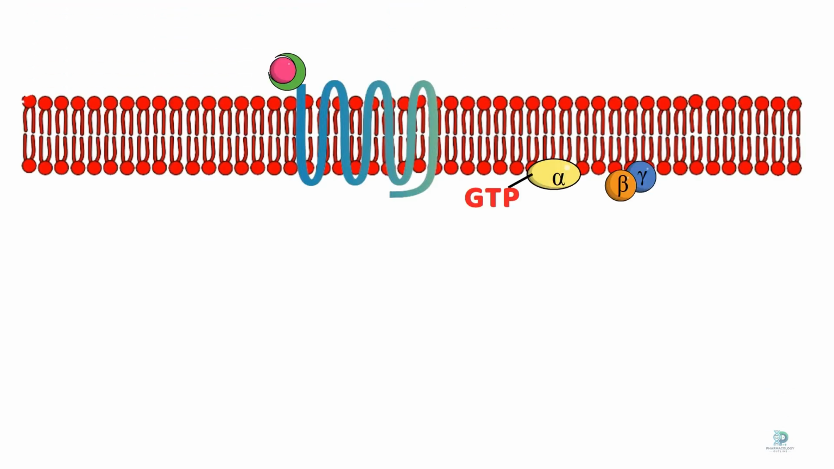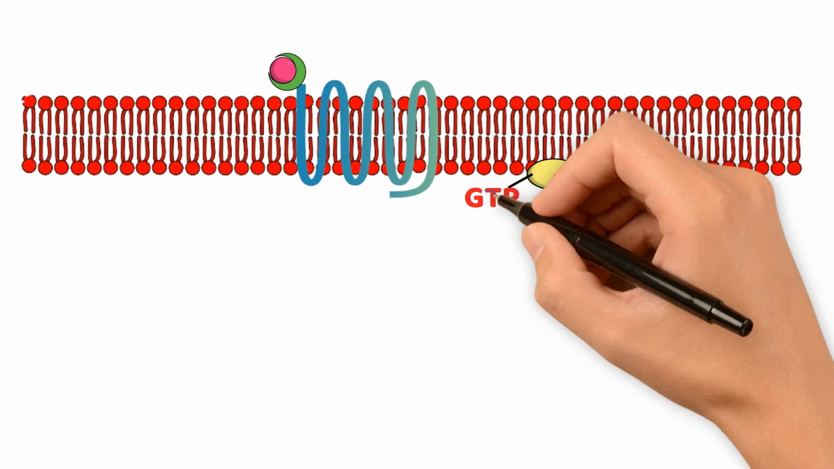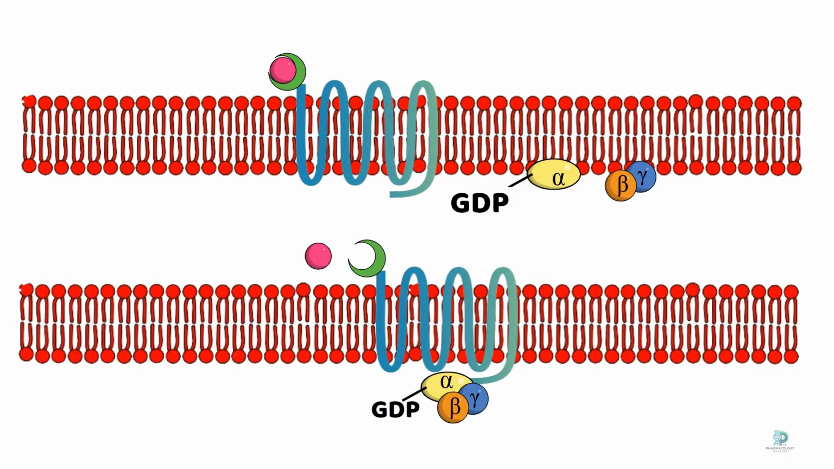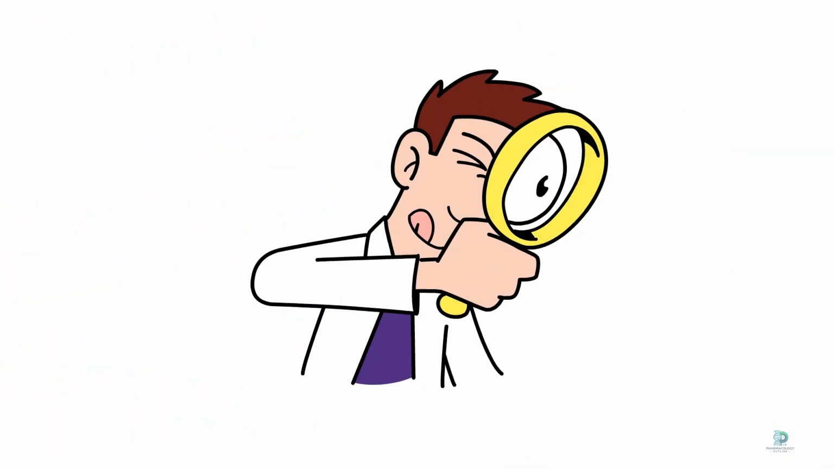The GTP bound to the alpha subunit is eventually hydrolyzed back to GDP, which deactivates the G protein. The subunits recombine, and the G protein-coupled receptor returns to its inactive state, ready to be activated again by another ligand. Let's take a closer look at the downstream signaling pathways activated by G protein-coupled receptors.